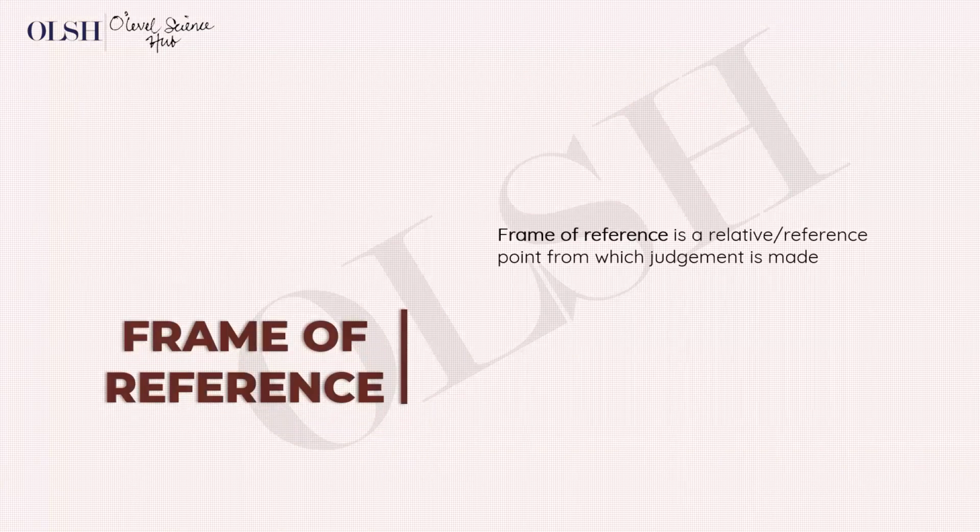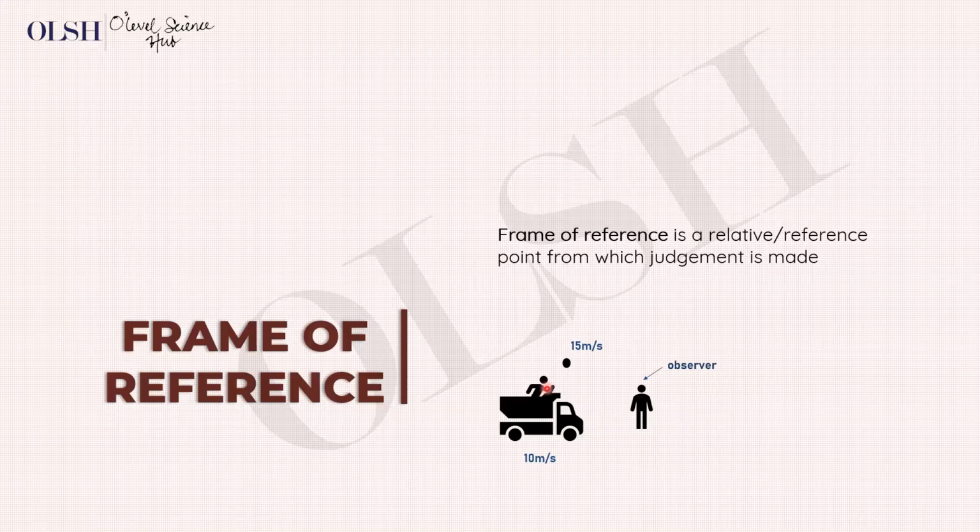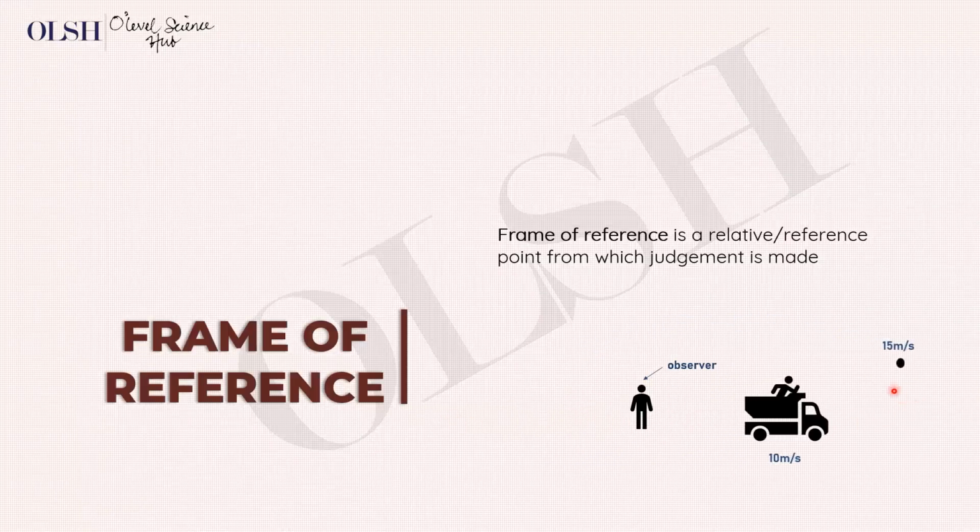So let's look at frame of reference. Frame of reference is a relative reference point from which judgment is made. To understand this, let's take an example. We have a guy who is an observer on the road, and then we have a truck with a guy on the truck and a ball. He's throwing this ball at 5 meters per second, but this truck is in motion at 10 meters per second. So as this guy throws this stone, the stone moves at 5 meters per second to him because he is standing on a frame that is moving at 10 meters per second.